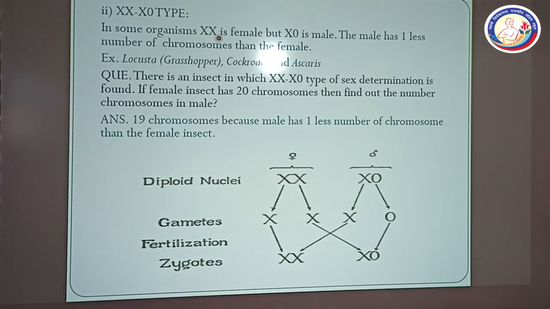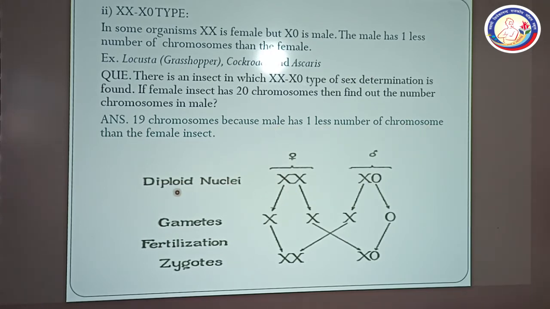And the next important one is the XX-X0 type. In some organisms, XX is female but X0 is male. It means the male will possess one less chromosome than the female. Examples are Locusta, grasshopper, cockroach, and Ascaris. These are some important examples that show the XX-X0 type of combination. A question is given here: there is an insect in which XX-X0 type of sex determination is found. If the female insect has 20 chromosomes, find the number of chromosomes in the male. Answer is 19 chromosomes, because the male has one less chromosome than the female.